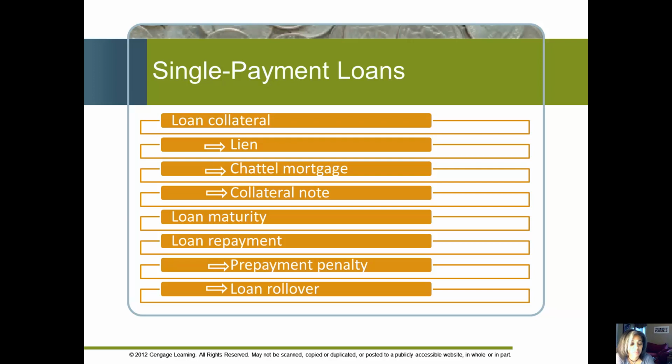We mentioned this a little bit earlier when we talked about shopping for loans. Is there a penalty for prepayment? Can you roll that loan over into a new loan? So for example, if it's a single payment loan like we're talking about here with a big balloon payment, at the end of a certain time frame, could you just roll that over into a regular installment loan?